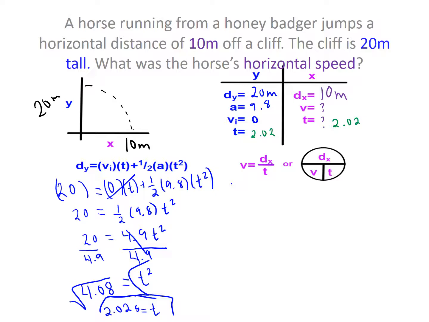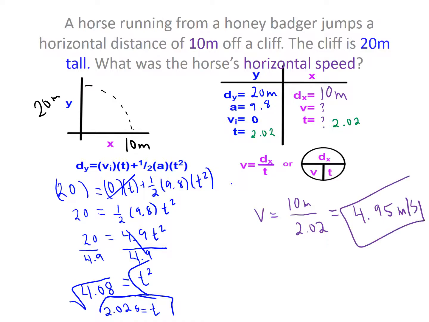So now I have distance and time, so I can figure out velocity. So let's figure that out. So velocity is just d over t, so 10 meters divided by 2.02, and this equals around 4.95 meters per second.